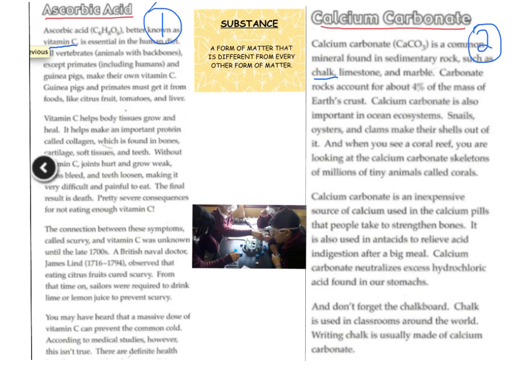And then they have, last but not least, the chemical formula, C6H8O6 for ascorbic acid, and calcium carbonate is CaCO3. So you'll need to go through each of the substances and fill in your page 7 sheet.